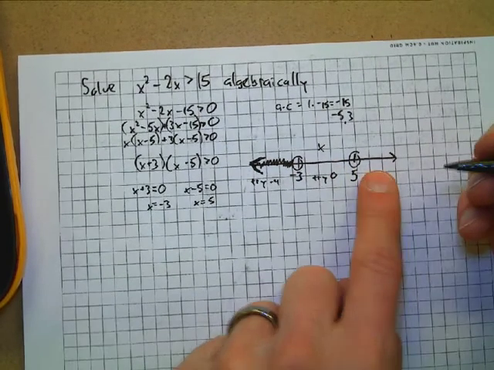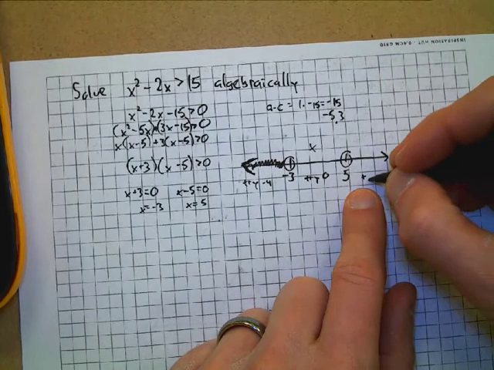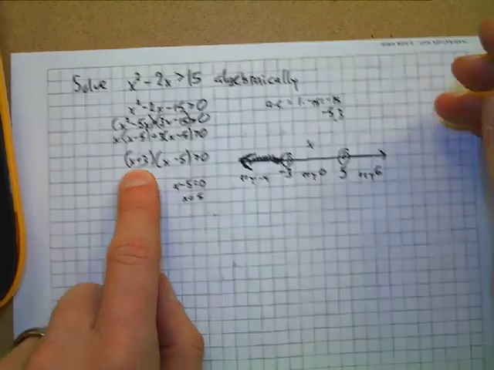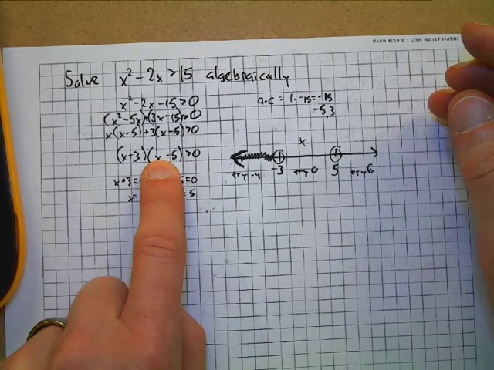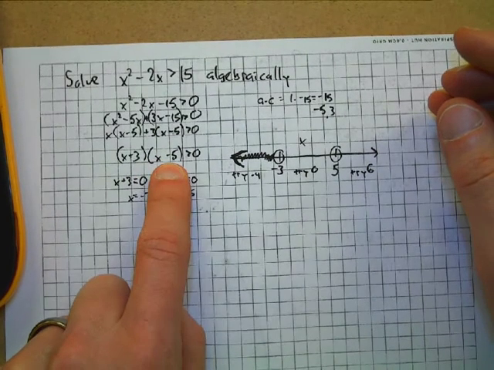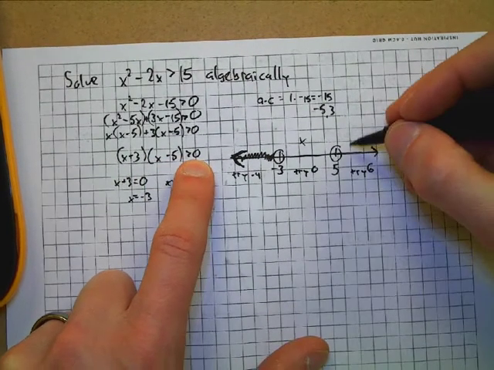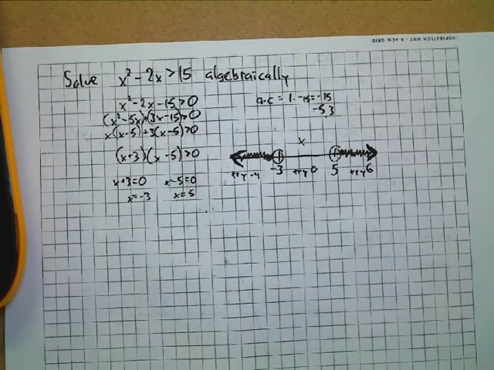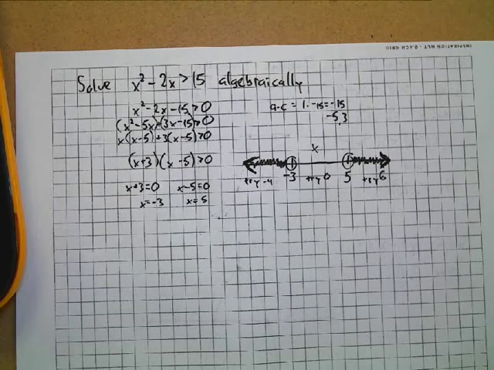And lastly, let's try 6. Plug in 6. 6 plus 3, 9. 6 minus 5, 1. So 9 times 1 is 9. Is that greater than 0? Yes. So we get solutions here. So you're going to shade on this side, just like that. So that's how you're going to be solving those algebraically.